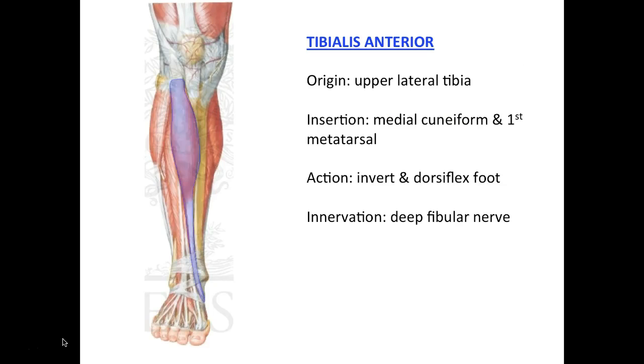So first we have your tibialis anterior, and its placement makes sense. It's anterior to the tibia. So it's going to originate on the upper lateral tibia and insert itself onto the medial cuneiform and the first metatarsal. Its action will be to invert and dorsiflex the foot. So we have that word tibialis in the name, so we know that it's going to invert. And then you could see in this image, it is located anterior to this medial malleolus, so it too is going to dorsiflex the foot. And its innervation, because we're in our anterior compartment of the leg, will be deep fibular nerve.